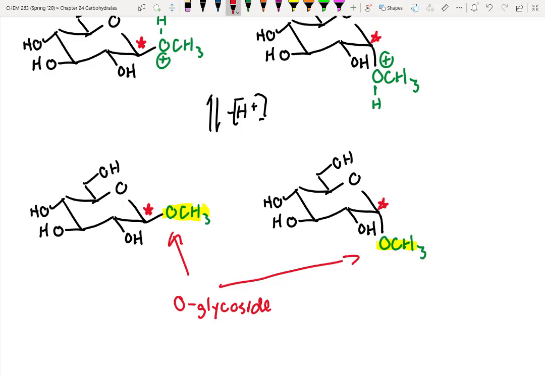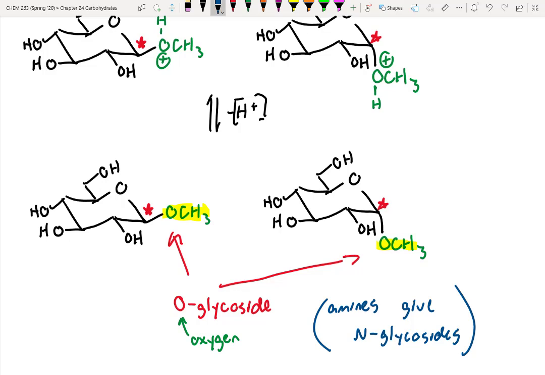If you think about it, the O kind of makes sense. This stands for an oxygen-based glycoside, meaning some sort of oxygen nucleophile added, in this case an alcohol. This can occur if you use nitrogen-based nucleophiles as well. And as you can imagine, if it's a nitrogen nucleophile, you're going to get an N-glycoside. So amines give N-glycosides.